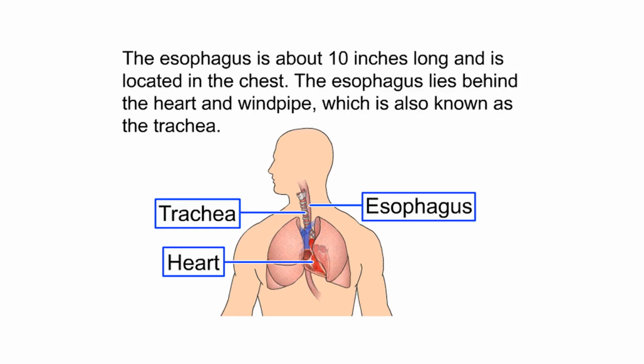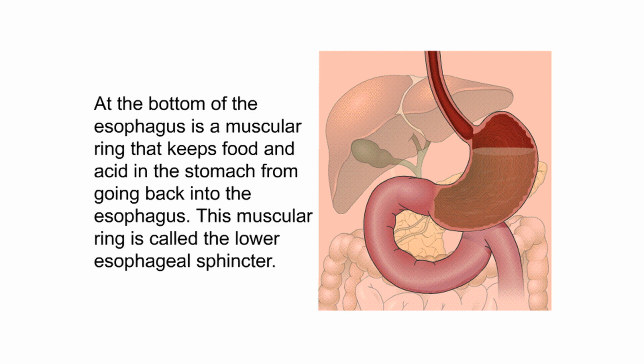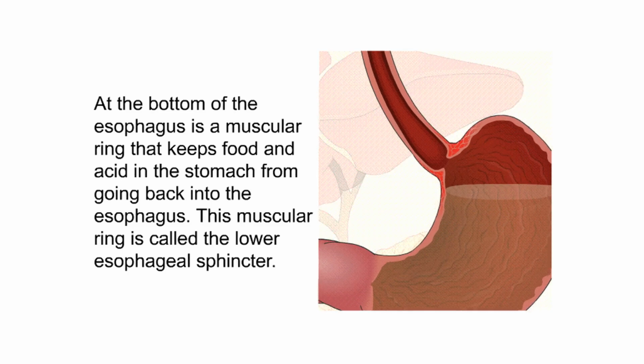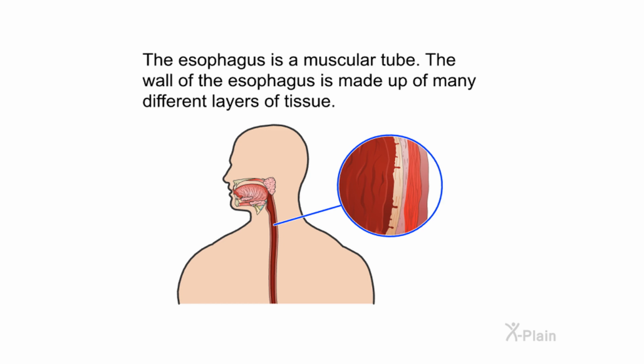The esophagus is about 10 inches long and is located in the chest. The esophagus lies behind the heart and windpipe, which is also known as the trachea. The esophagus also passes through the diaphragm just before connecting to the stomach. At the bottom of the esophagus is a muscular ring that keeps food and acid in the stomach from going back into the esophagus. This muscular ring is called the lower esophageal sphincter. The esophagus is a muscular tube. The wall of the esophagus is made up of many different layers of tissue.